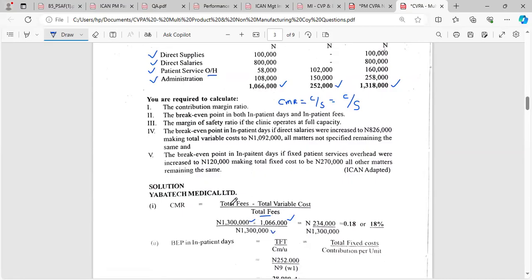Now let me explain this. This one is like saying sales minus variable cost, which is equal to contribution. So this total figure is not saying sales. That's the meaning. So what we are technically looking at in this formula is contribution divided by sales.